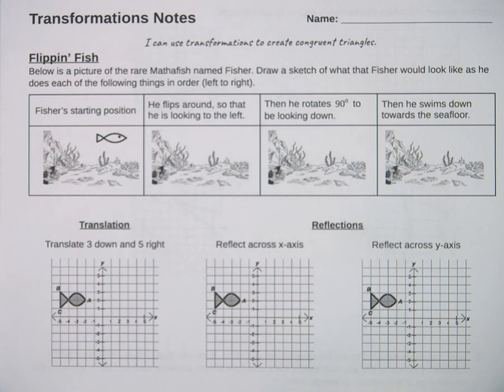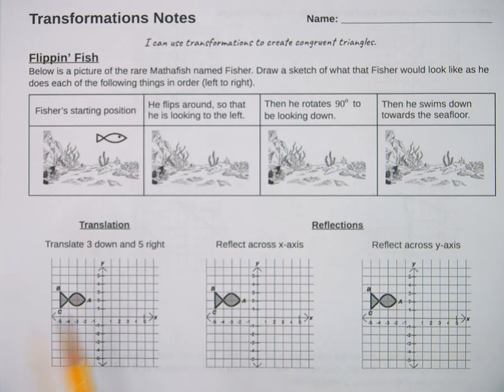All right, everybody, we're going to be looking at transformations today. So the idea of transformations is how we can take shapes and move them around without actually changing the shape that it is, meaning we're going to move shapes to form other congruent shapes. So things that are still the same, just in a different location or position.